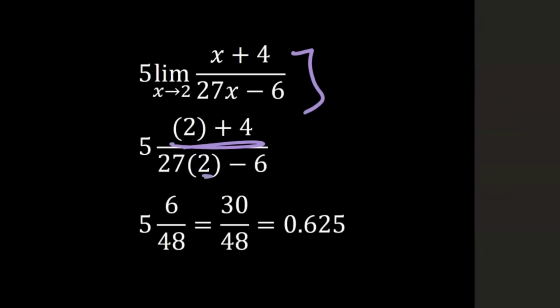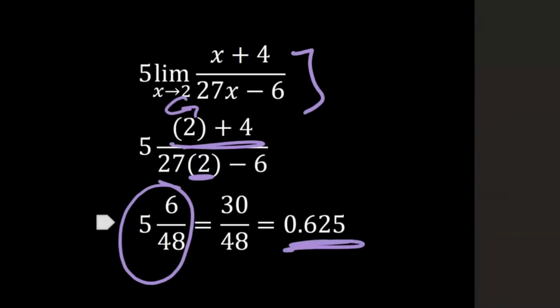We're going to plug in our c values, right? We're plugging in our c value here, and we're left with this number here, 5 times 6 over 48, which equals 30 over 48, which is equal to 0.625. Now, you may be thinking, you could factor out a 3 here, right?